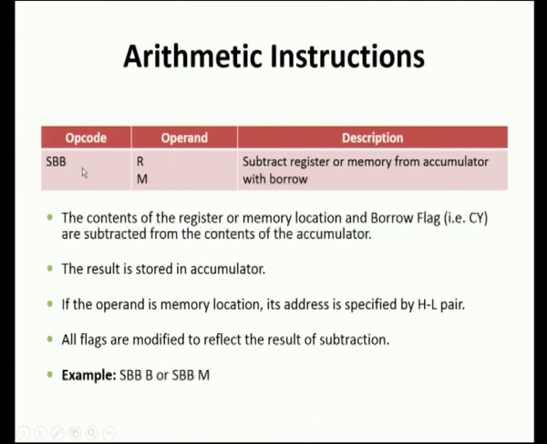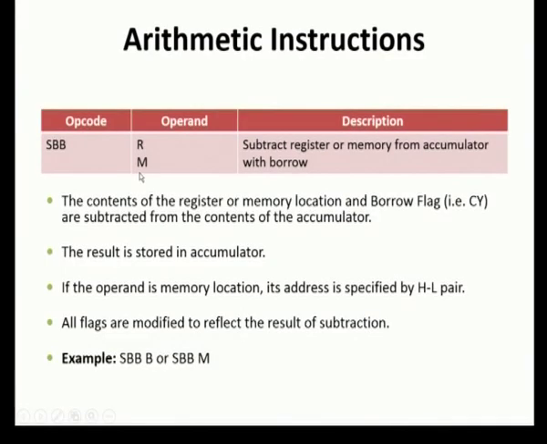Next one is subtraction with borrow. Subtraction with borrow is also performed with either register or memory. Here, the content of the register or memory location and the borrow flag, which is nothing but the carry flag, are subtracted from the content of the accumulator. The result is stored in the accumulator. If the operand is a memory location, its address is specified by the HL register pair. All flags are modified to reflect the results of the subtraction.